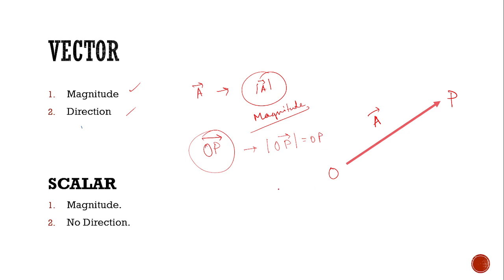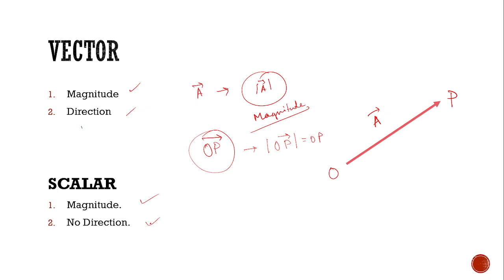Okay, now what is scalar? Normally, a scalar is a physical quantity that only has magnitude, no direction. So what are the examples of scalar? Such as mass, time, temperature, length. Those are the examples of scalar.